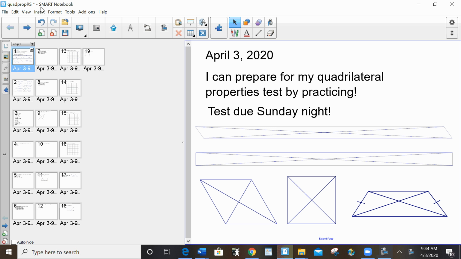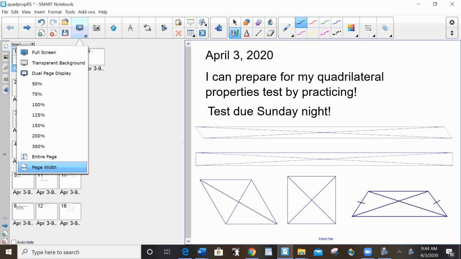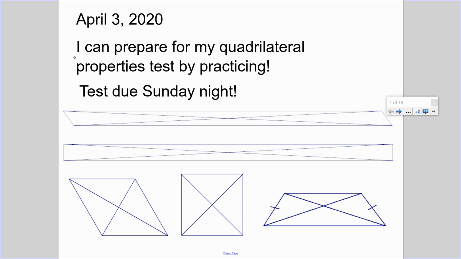Hello, it is April 3rd, and we will be preparing for our quadrilateral properties test by practicing. The test will be due on Sunday night. It's Friday morning, so you have plenty of time to practice to complete the exam.